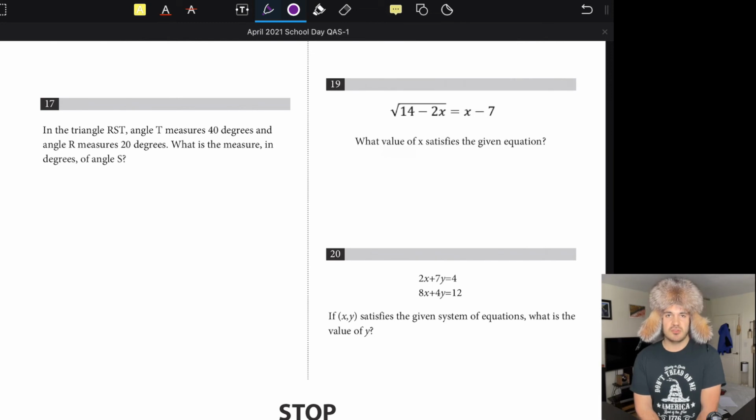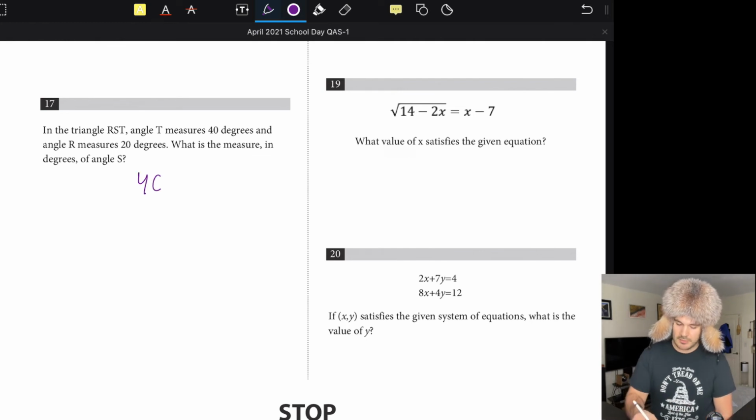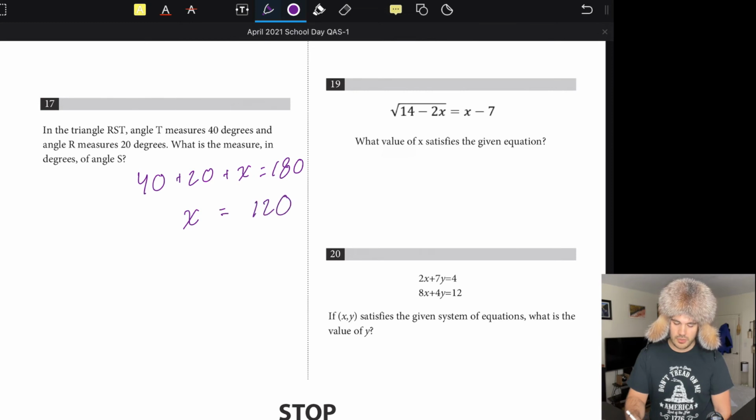Well, normally I would say to draw this out, but it's not even tricky, right? All the angles of a triangle have to add up to 180. So that means we got 40 plus 20 plus our remaining angle equals 180. So x is going to just be equal to 120.